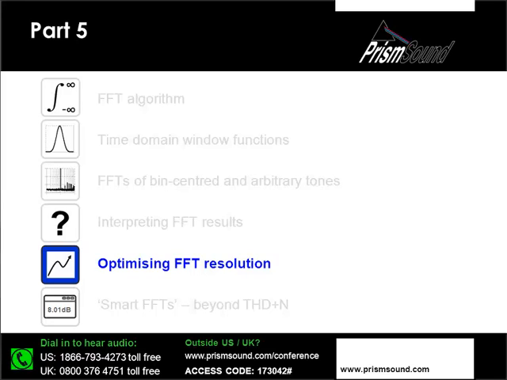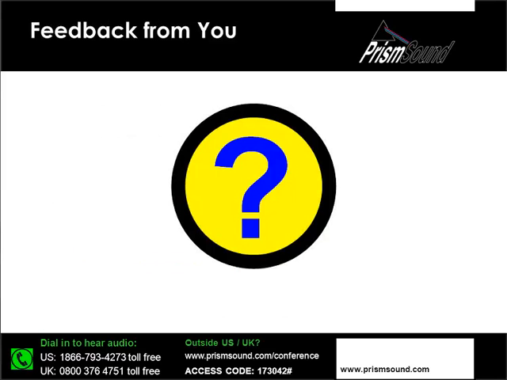But before we get there, I want to talk about how we optimize the resolution of our FFT to give us the highest possible visibility of the low-level noise and distortion and crosstalk and intermodulation products that we're interested in analyzing as audio engineers. And once again, I would like to involve you and pose a question to you. What techniques do you think we can use to increase the resolution of our FFT traces when we're considering continuous audio tones, sinusoids in particular?